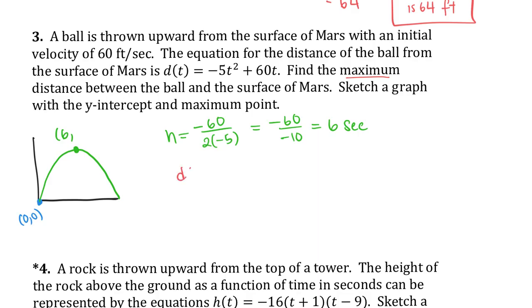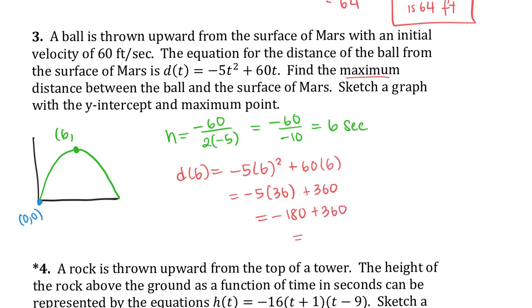So the distance at 6 seconds, what is that, 360? If you need a calculator, go ahead and use a calculator. I think that's negative 180. So I get 180. So what's the answer? Maximum distance. So the maximum distance is 180 feet.